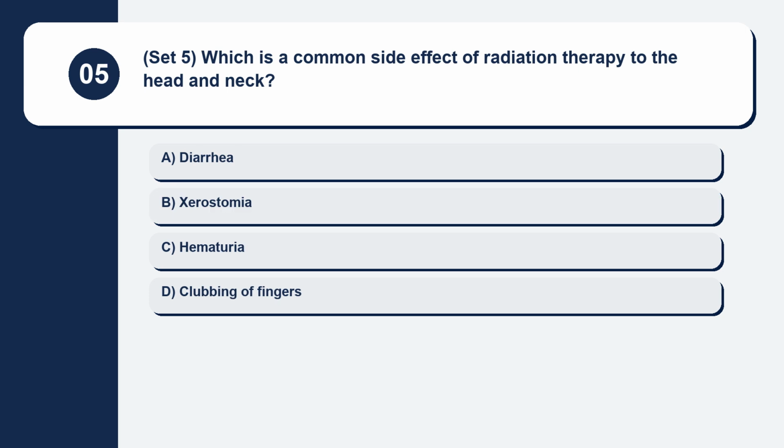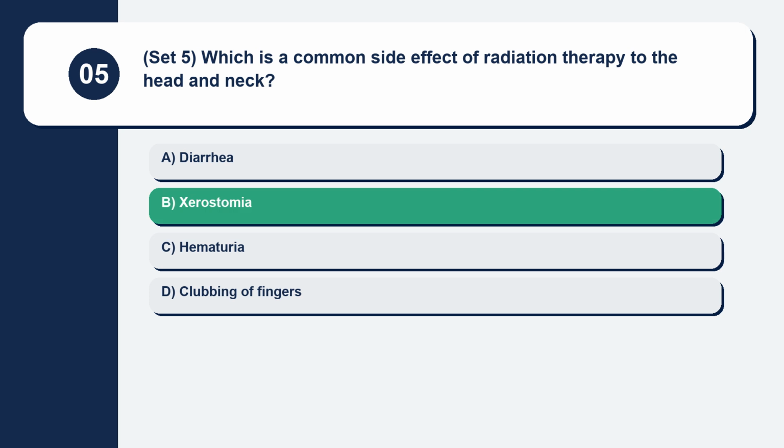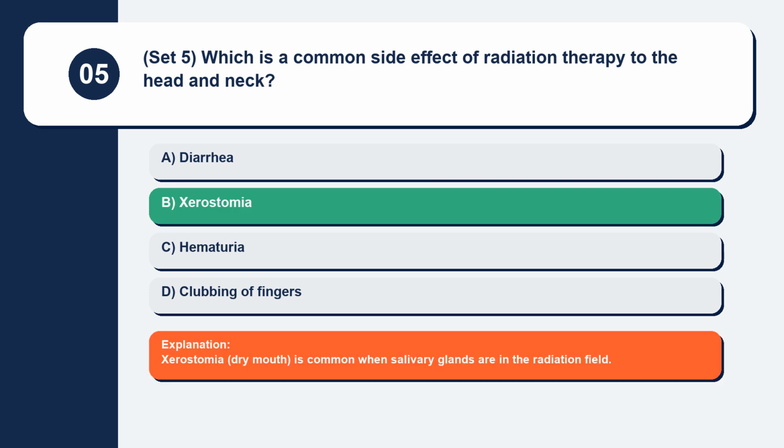Question 5. Set 5. Which is a common side effect of radiation therapy to the head and neck? Diarrhea, xerostomia, hematuria, clubbing of fingers. Xerostomia, dry mouth, is common when salivary glands are in the radiation field.